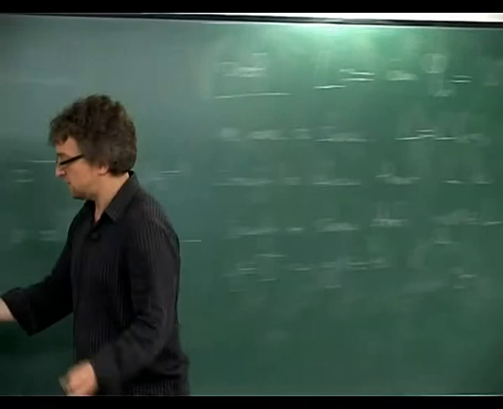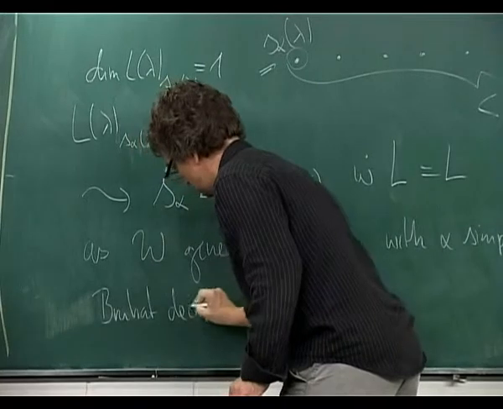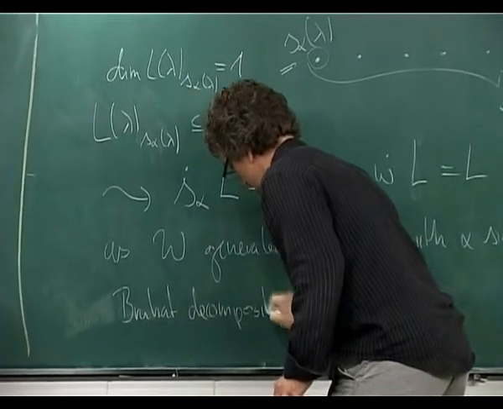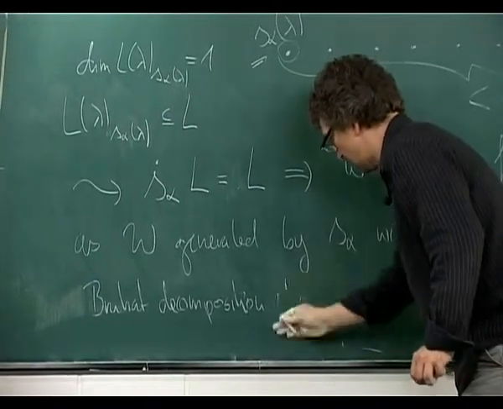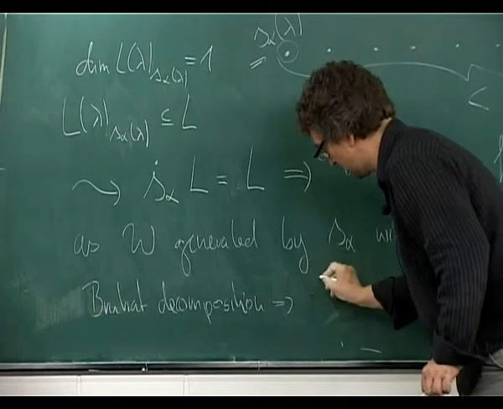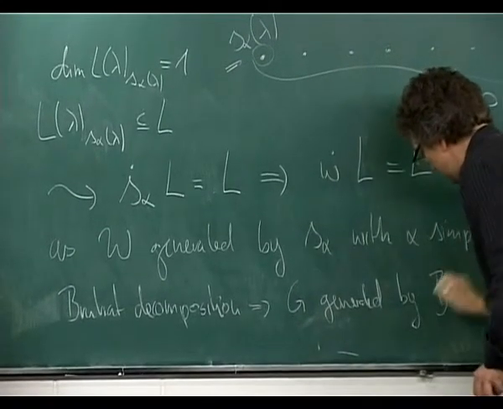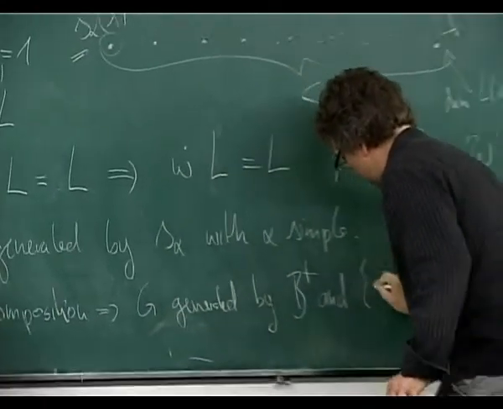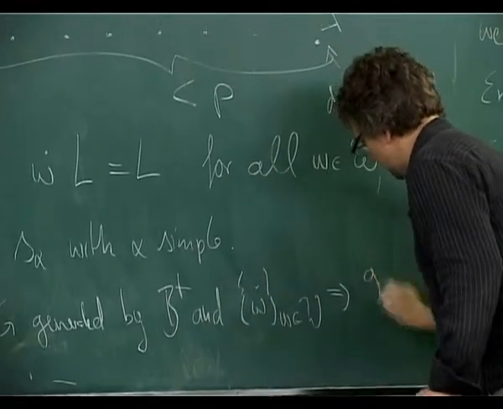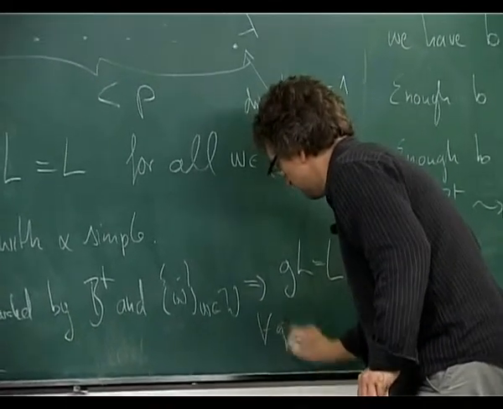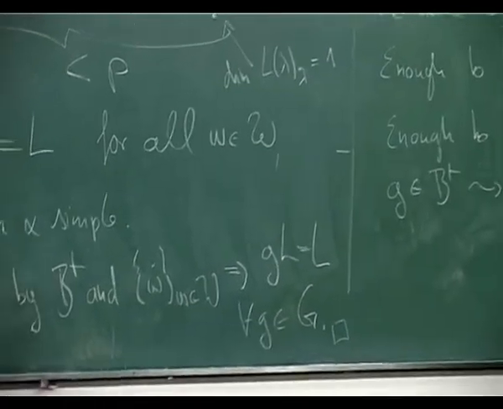Okay, so let me finish this. The Bruhat decomposition yields that G is generated by B plus and the set of chosen representatives of W. So GL equals L for all G in G. And this is the proof.